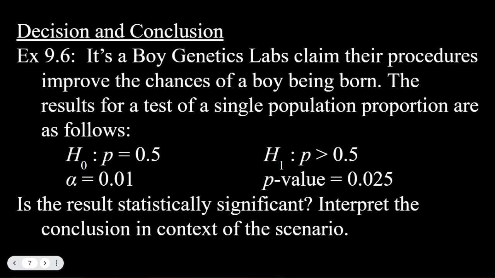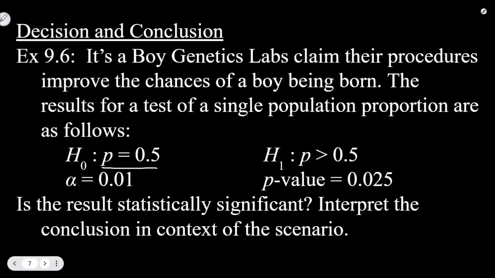For example 9.6, we're going to be talking about the decision and the conclusion. It's a Boy genetics lab claims that their procedures improve the chances of a boy being born. The results for a test of a single population proportion are as follows. The null hypothesis would be that the chances of a boy being born are 50%. I mean, that's just kind of normal. You're going to get a boy or a girl, the chances are pretty much 50-50.